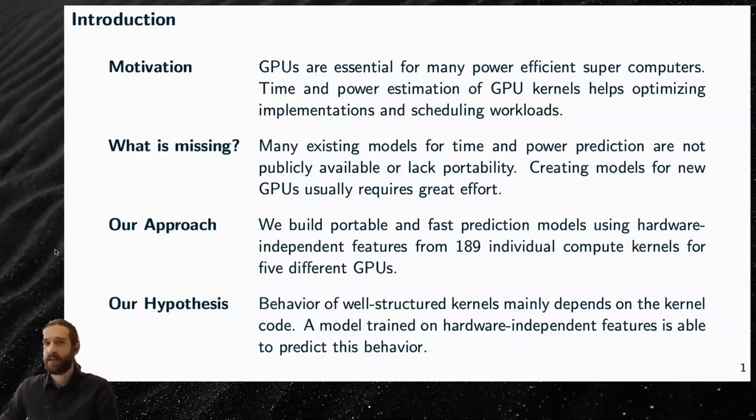Why is another paper on this topic important? Many models already exist for time and power prediction, but not all of them are publicly available or they lack portability, and creating models for new GPUs requires great effort. So we built a portable and fast prediction model using only hardware-independent features. We took 189 compute kernels and we used 5 different GPUs to build this model.